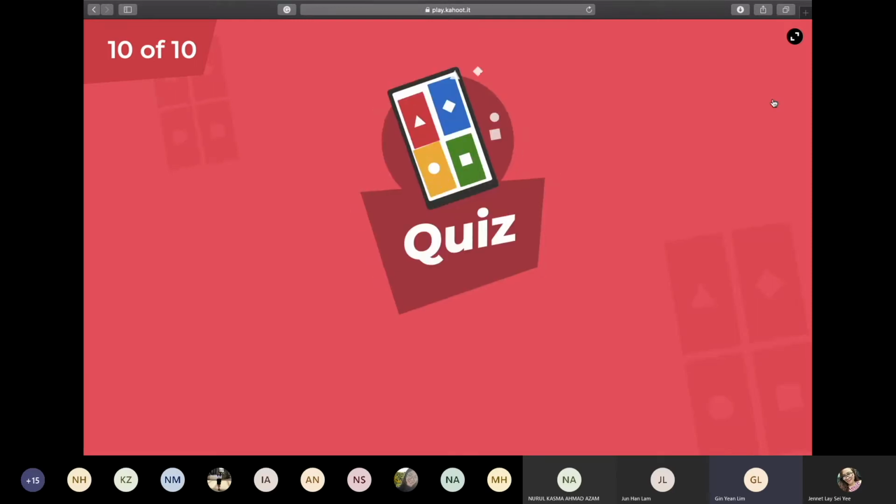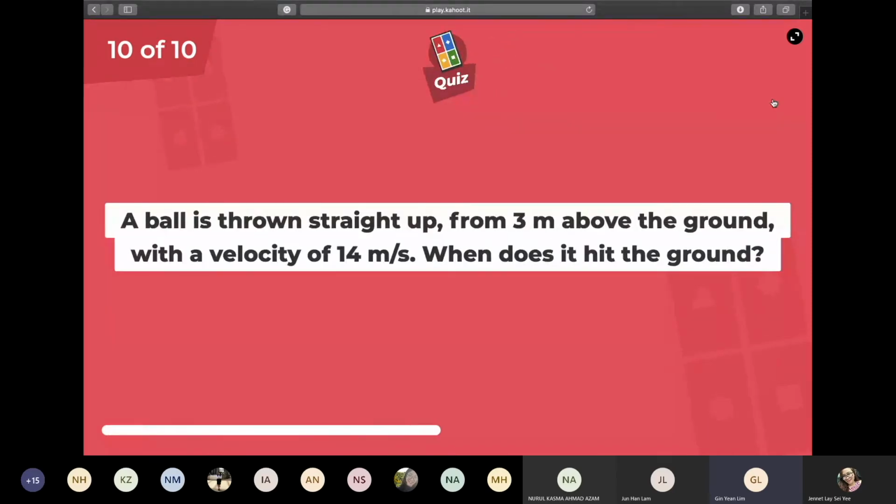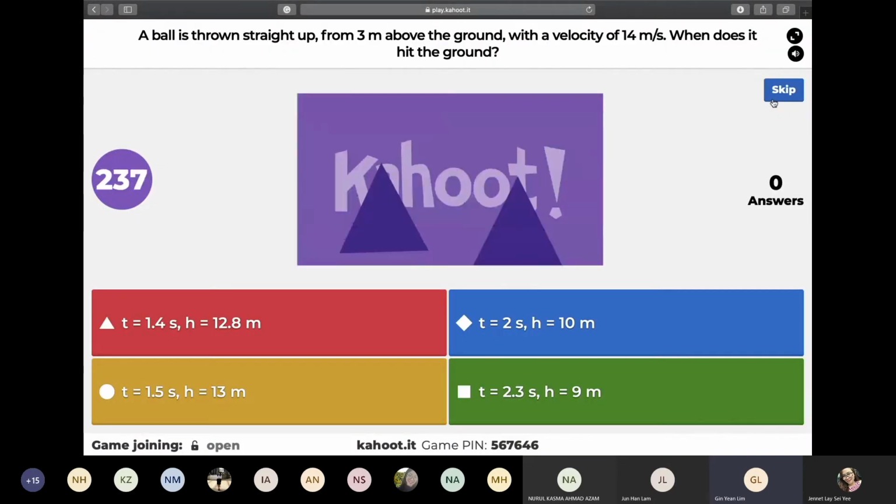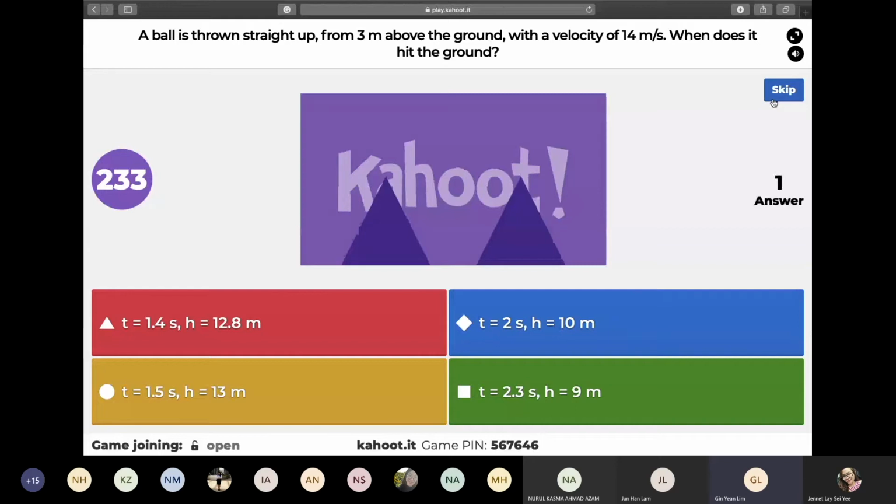Now we are heading to the last question. The last question is also a hot question, so look carefully at the question there. A ball is thrown straight up from 3 meters above the ground with a velocity of 40 meters per second. When does it hit the ground? The tip for you, you might need some physics equations.